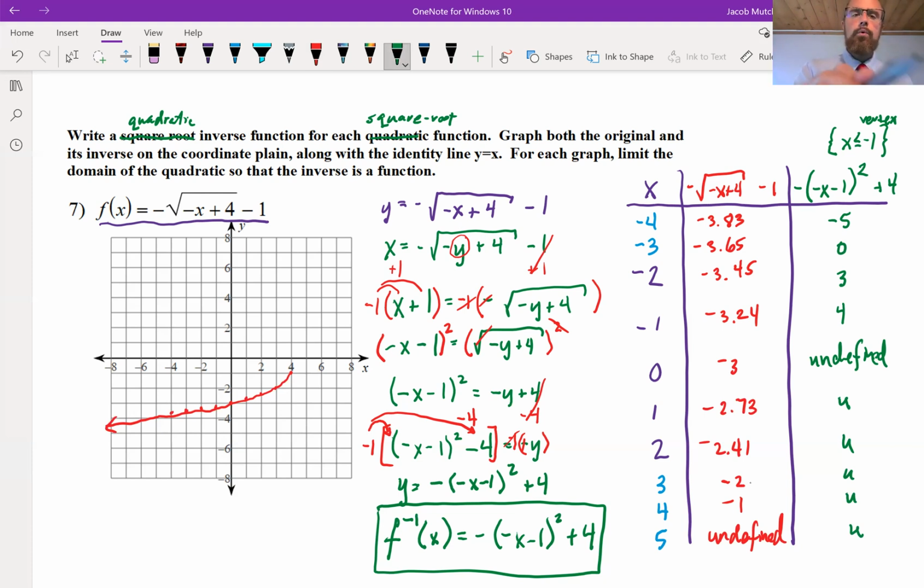Now we'll graph our quadratic inverse: -4, -5, -3, 0, -2, 3, and -1, 4. And that's our cutoff. So again, we had only graphed half of that quadratic so that we ensured that it's a good inverse to the original square root. Now I'm going to place the identity line so it is corner to corner through the origin. Slope of 1.